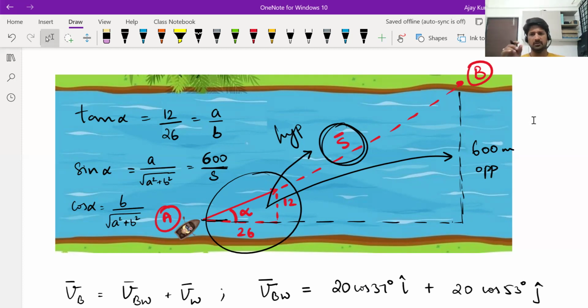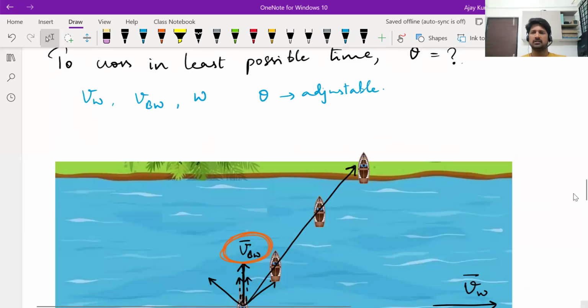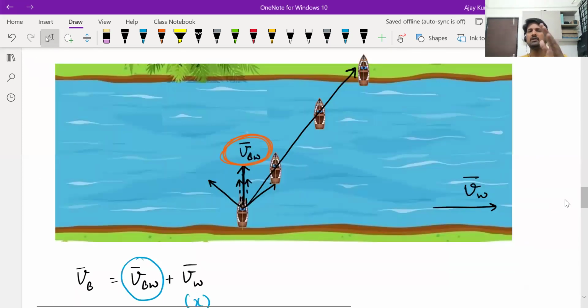Tomorrow you'll get one worksheet based on these questions, river boat questions. Make some effort and solve those questions. First, you should revise the notes. What were the situations that we discussed in class? How did we approach the problem?